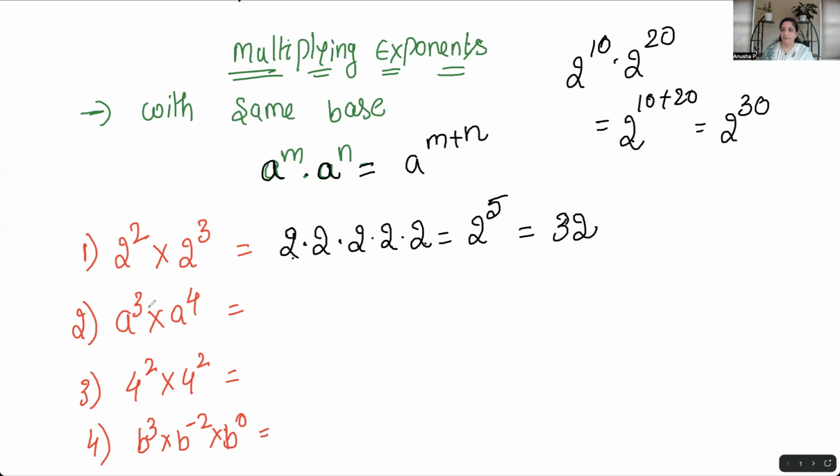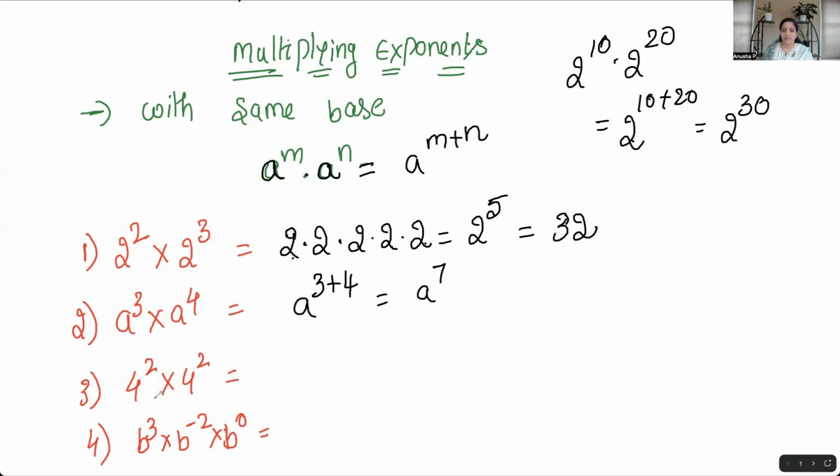Now a to the power of 3 times a to the power of 4. When the bases are the same in multiplying exponents, you can add the powers. A to the power of 3 plus 4, which is nothing but a to the power of 7.